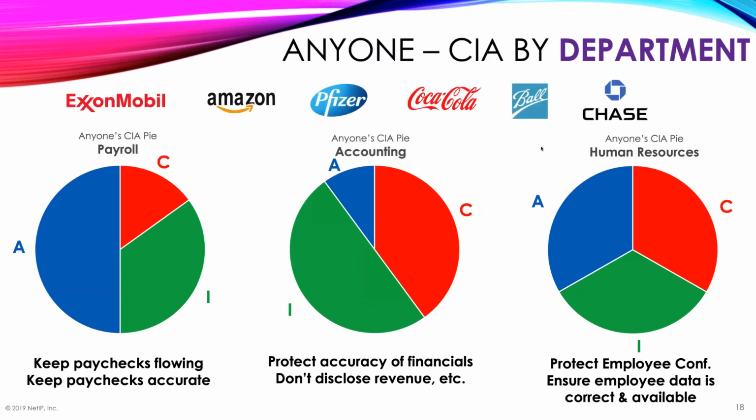But there I was using Amazon's payroll, accounting, and human resources as an example. I could pick any company. I don't care. I really don't think you're going to change the pie charts too awfully much when you go from one company to another.